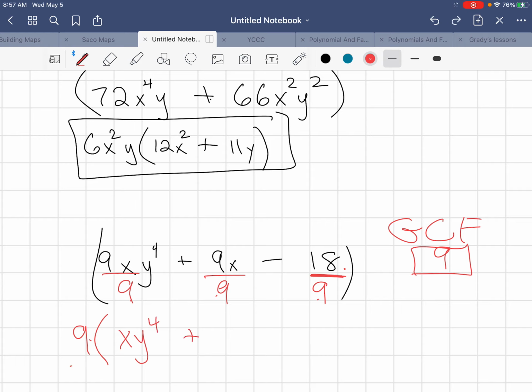Nope, that's not quite right. And you really have 1x there. I don't show the 1. And then 18 over 9 is the 2. And that's factoring out a monomial.